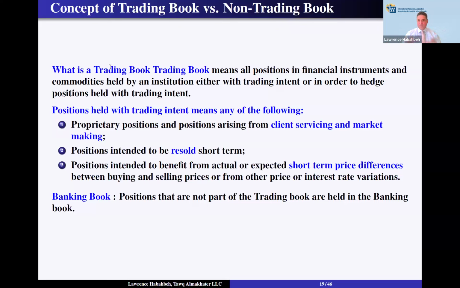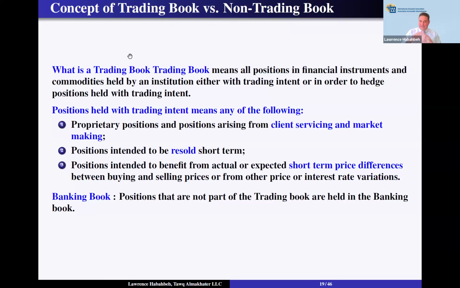So if you are a market maker, you buy and sell fixed income bonds, or you buy and sell client interest rate swaps or any type of swaps, a cross currency swap to hedge FX risk. These are positions held with the intent to resell them short term, and they are intended to benefit from actual or expected fluctuations in the price.